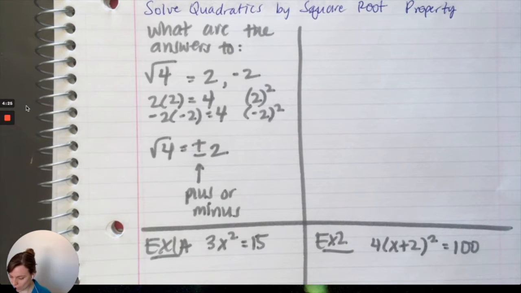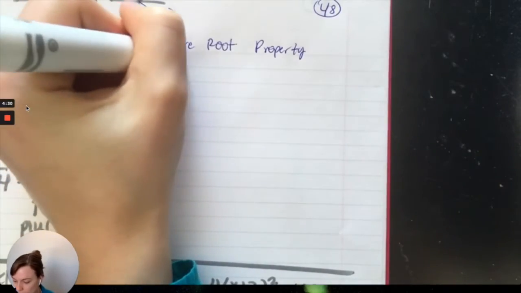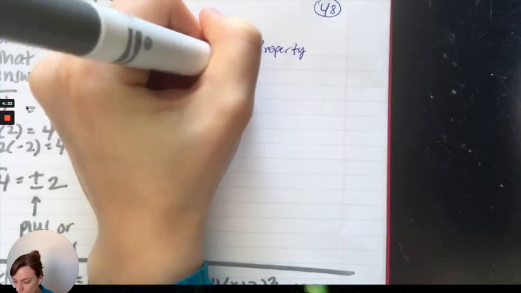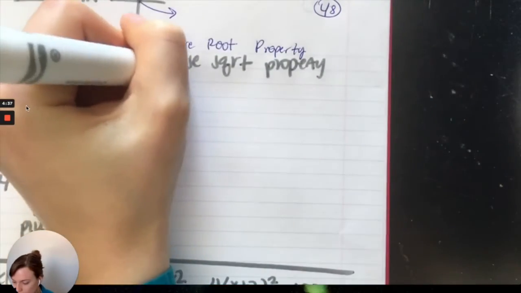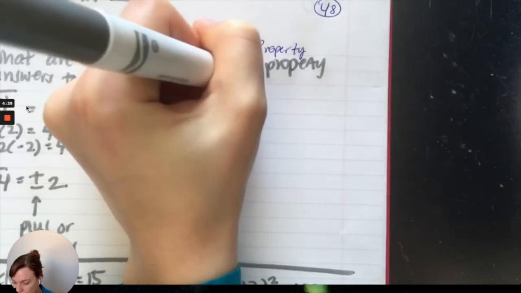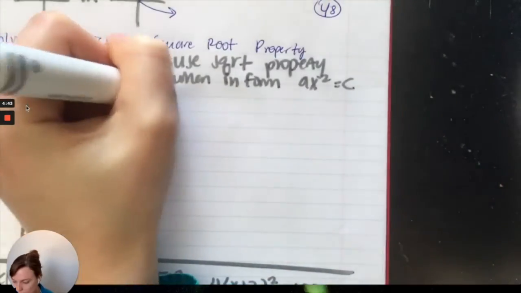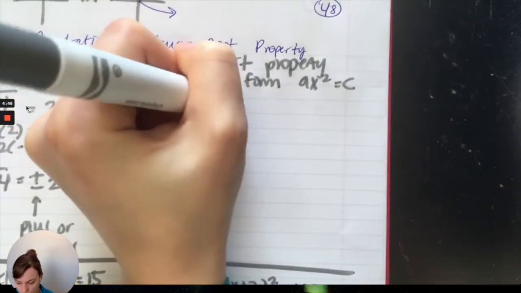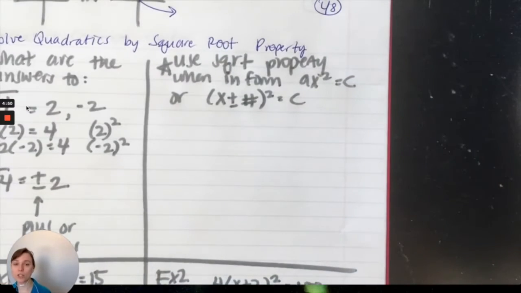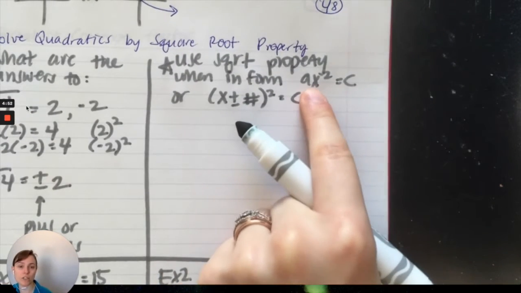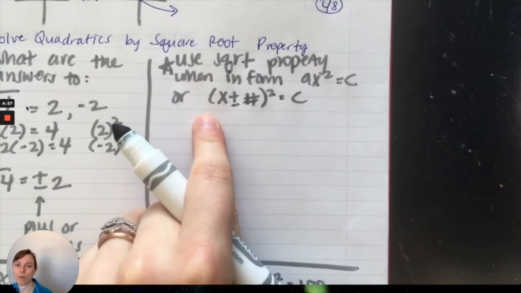So our steps for today are going to be: use the square root property when in the form ax squared equals c, or x plus or minus a number squared equals c. So if you see an equation that's in this form where there's a coefficient, x is squared, and it equals some constant, then you're great. Use the square root property.